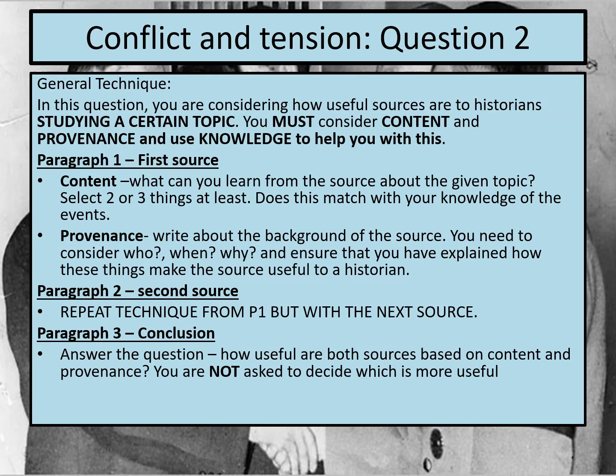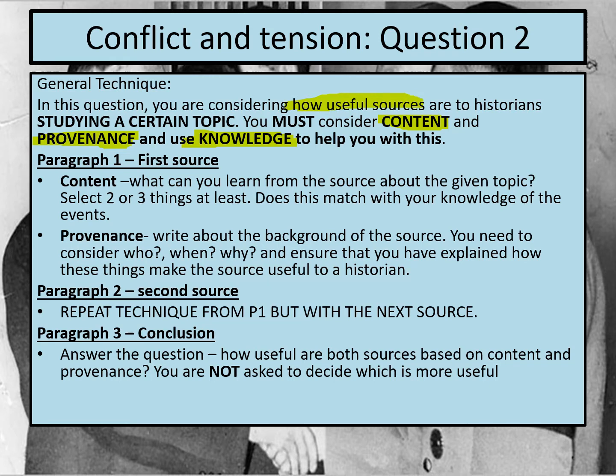So what general technique do we need to answer this question? Well, this question, of course, is all about how useful sources are to historians. Well, if it's how useful a source is, of course, you've got to think about what does it show or say, who produced it, and how does that make a difference to how useful it is? How does it fit in with what we already know? They're the three things that you must consider.